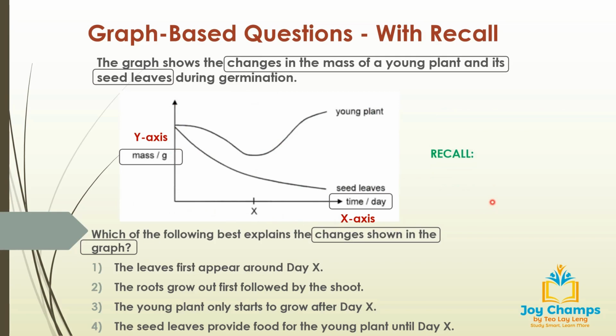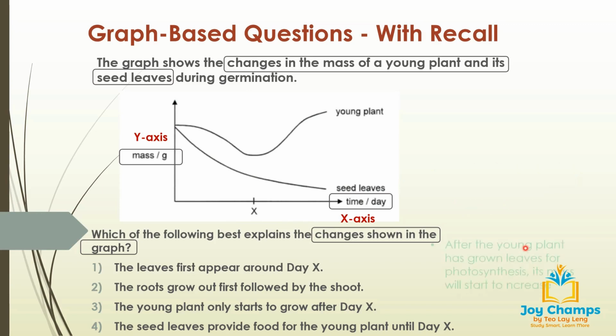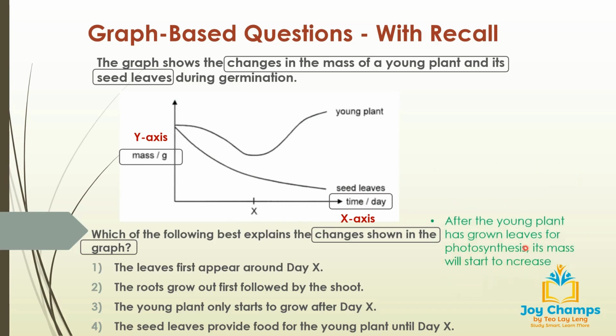And for this question, you need to recall that when a seed germinates, food in the seed leaves will be used up and its mass should decrease. Next, after the young plant has grown green leaves for photosynthesis, the mass of the young plant should start to increase.